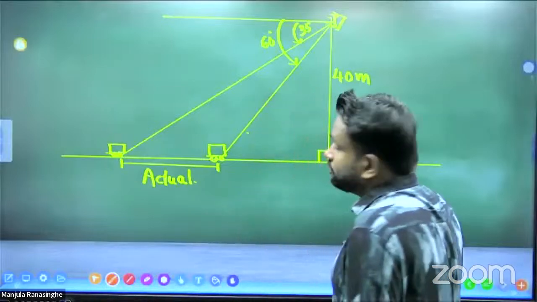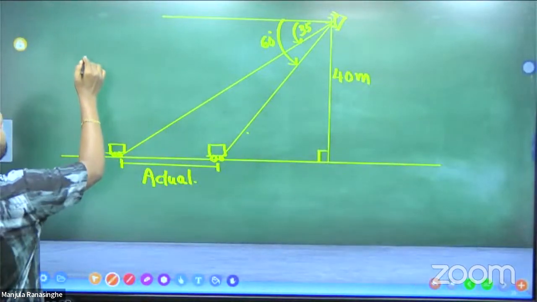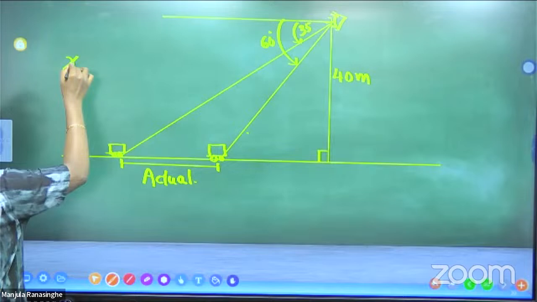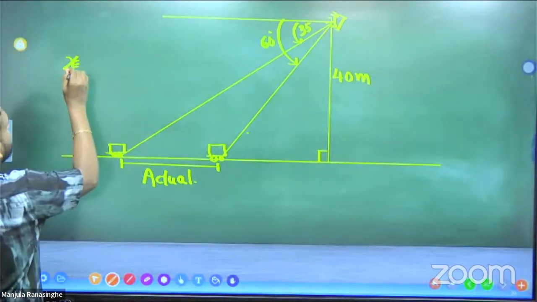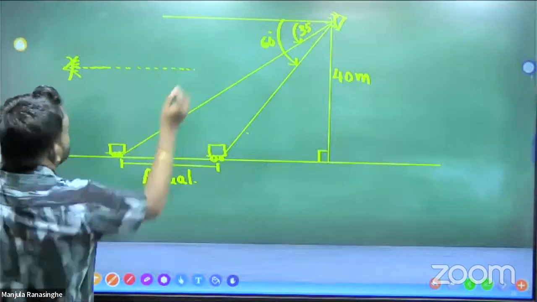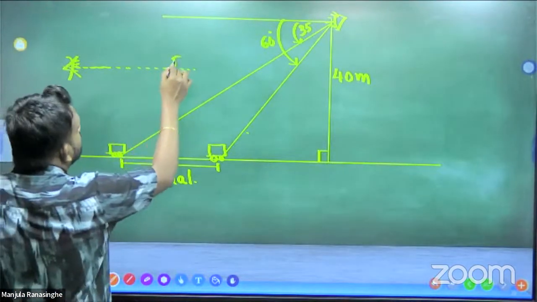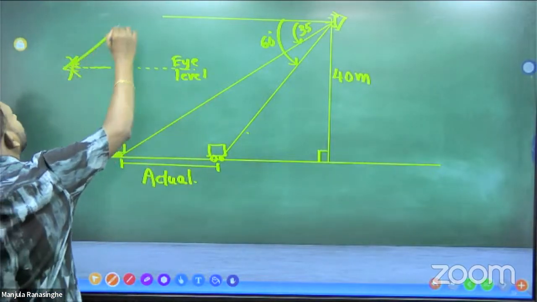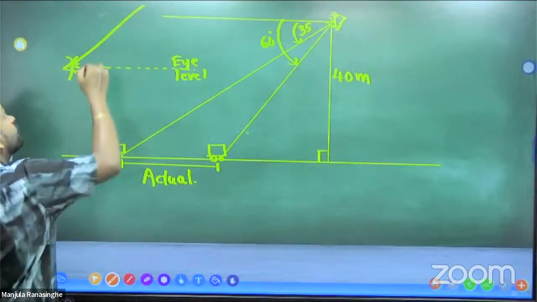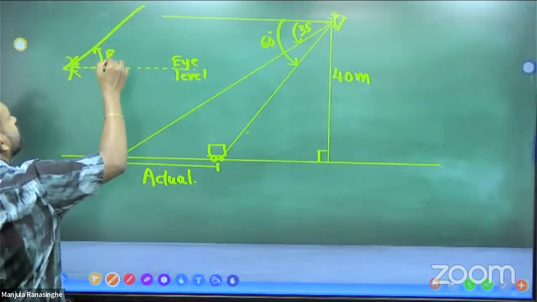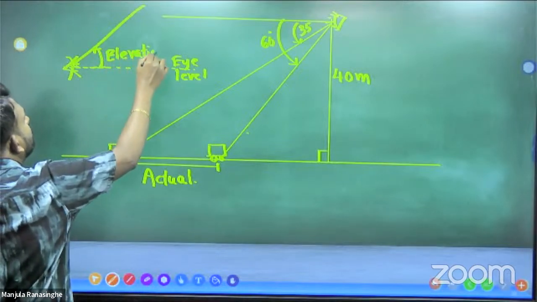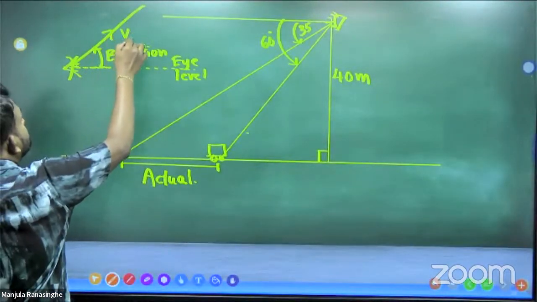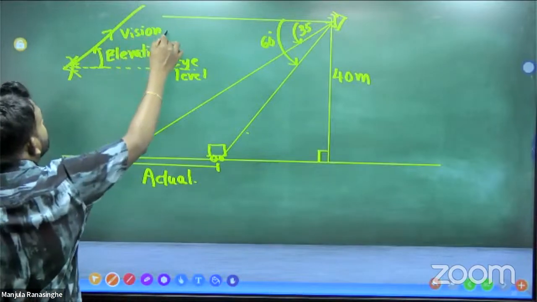So let's roughly remember that elevation is this kind of concept. When you imagine this is you, this is your eye, then this is our eye level. Eye level is always horizontal, right? This is called the eye level. Then when I see something above the eye level, this is the angle of elevation. Why? If we move our eye upward from the eye level, we call this the vision line, and when the vision line comes above the eye level, that is elevation.